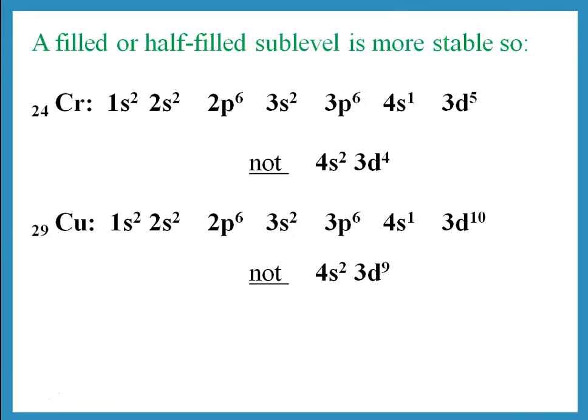Copper also has 29 electrons. So I should have done 1s2, 2s2, 2p6, 3s2, 3p6, 4s2, 3d9. But that means that the 3d just needs one more electron to be filled. So I can take one from the 4s, and we do that only because the 4s and the 3d are very near to each other in energy. So we take one electron from the 4s and put it into the 3d, so it is 4s1, 3d10. That's how we write it.